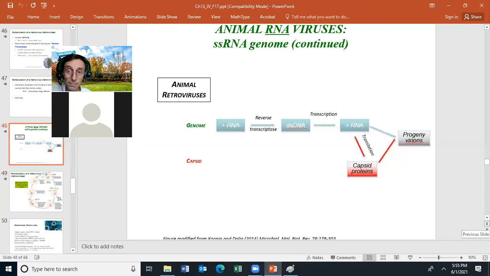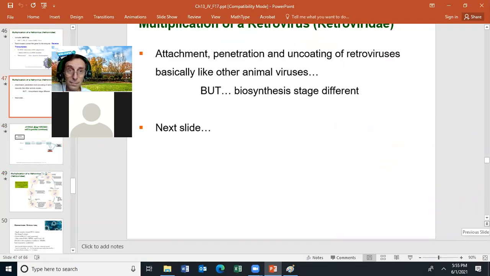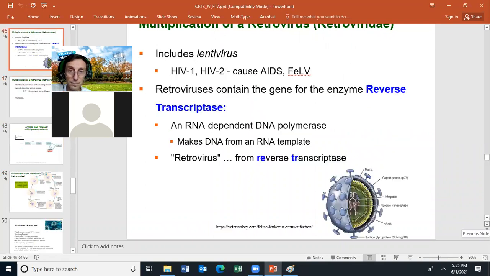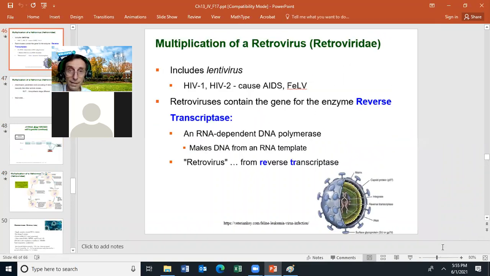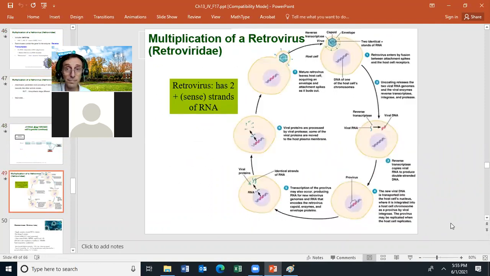Let's look at that. Oops, too far, I think. Let's look at the budding life cycle. No, that's not it. There it is.